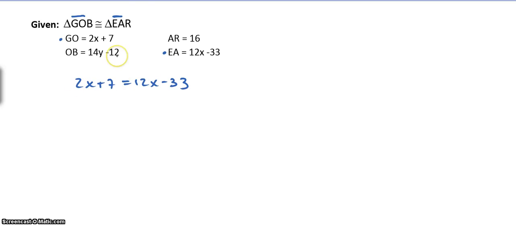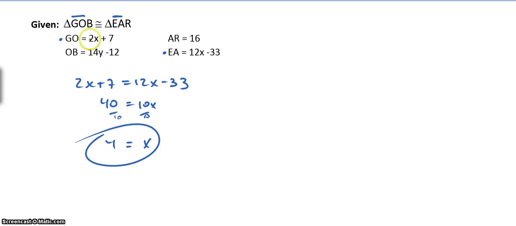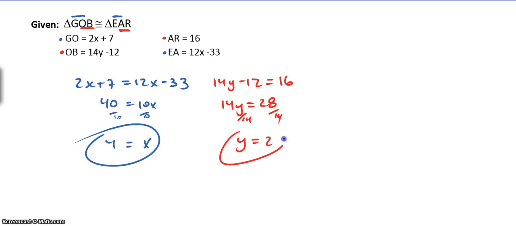We notice it's all x's, so let's solve. I subtract 2x to get 10x, add 33 to get 40, divide by 10, and x is 4. Then over here, I got OB, so OB matches up with AR. Fortunately, I got AR right there. So 14y minus 12 equals AR, which is 16. I add 12 to both sides, 14y equals 28, divide by 14, and y is 2.